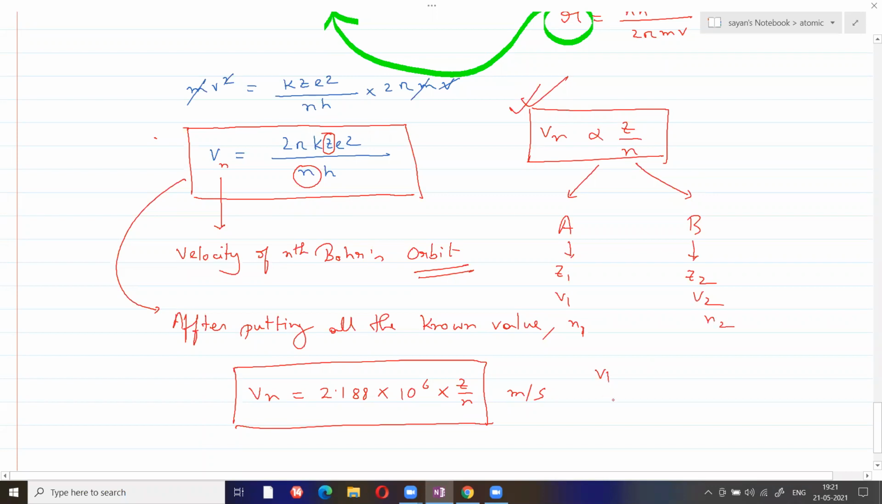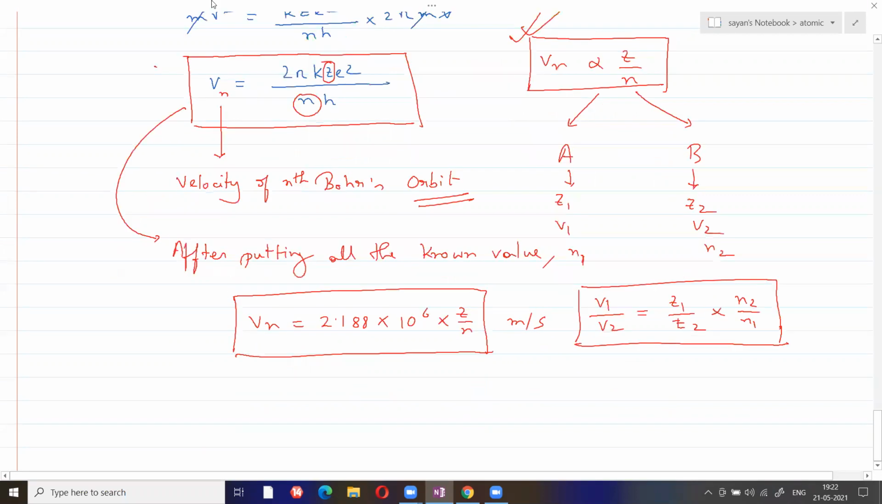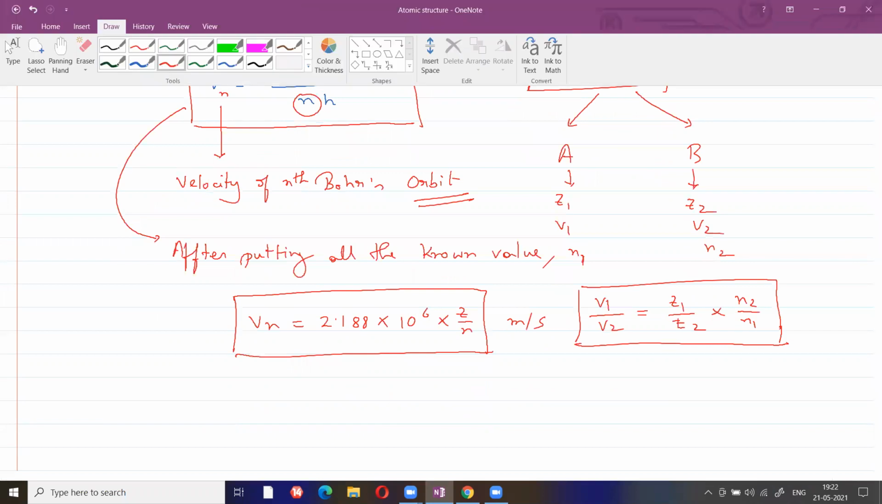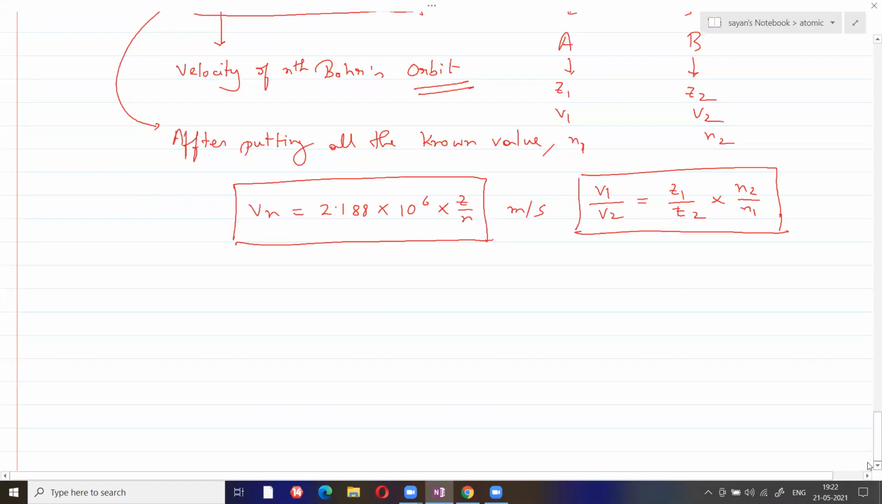So what is the relation between v1 and v2? v1 by v2 is equals to z1 by z2 into n2 by n1. Is it clear? These are the ratio of velocity of two different atoms or two different elements. Any doubt regarding this part? Okay, now what will be the formula? The formula is v proportional to z by n. So when you remove the proportional sign, v equals to kz by n.